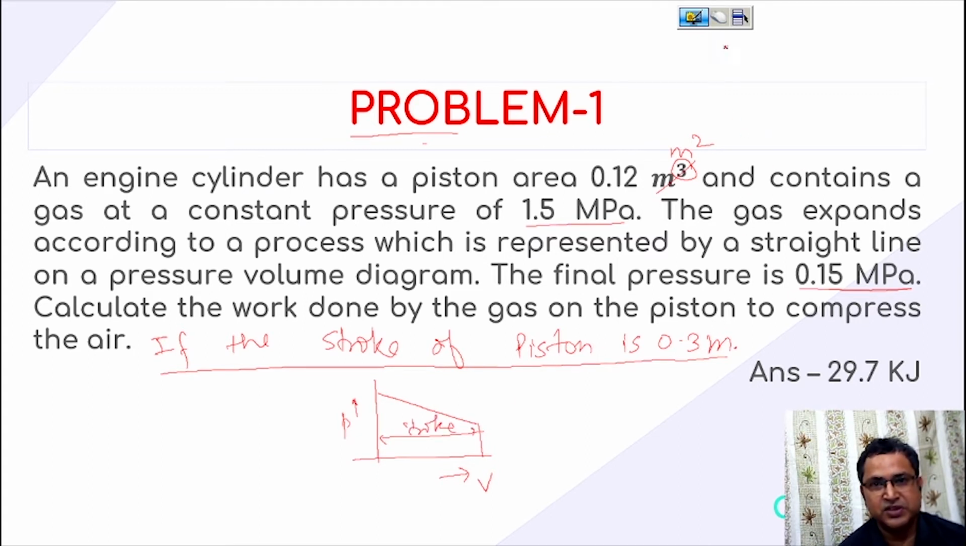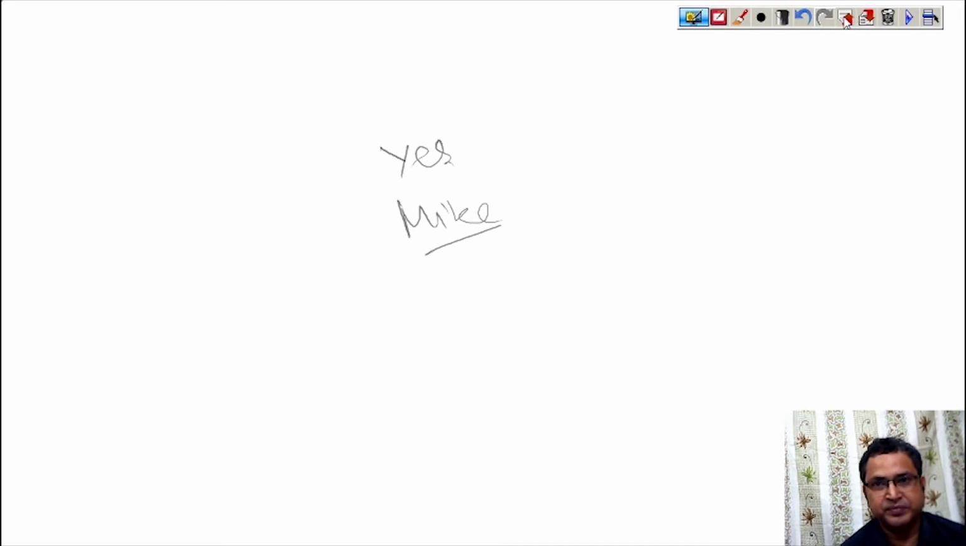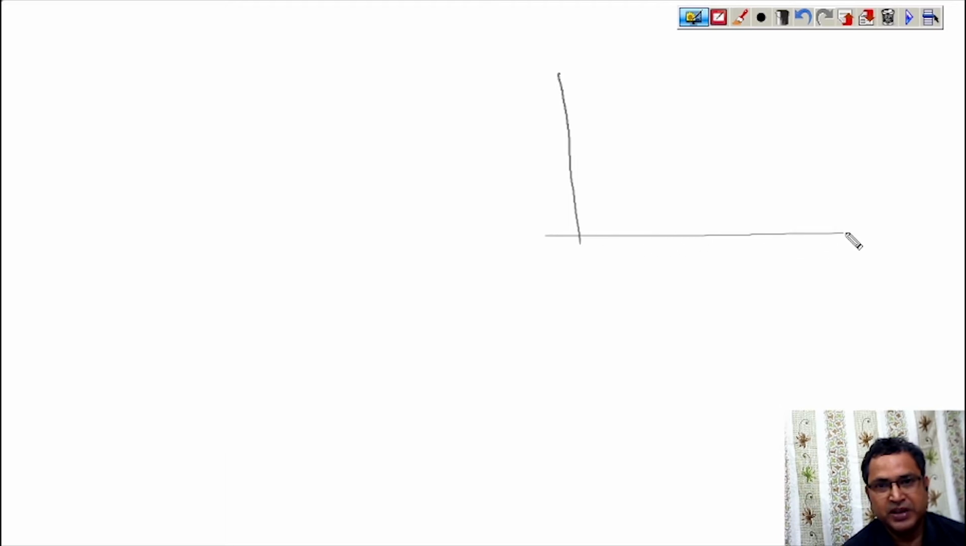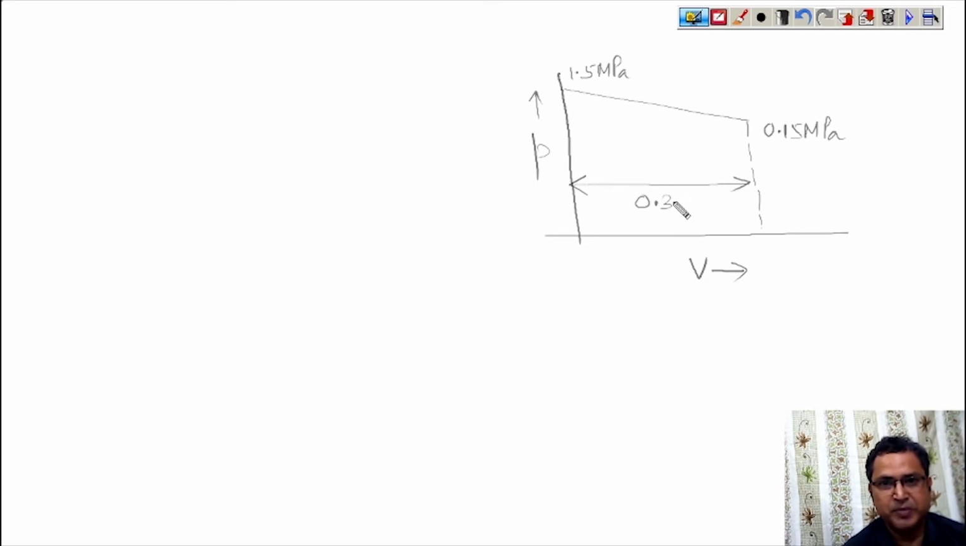So how to solve this question? This is the pressure-volume diagram. This is our pressure, this is volume. Let us assume this is the variation of pressure. Here it was 1.5 megapascal, that is the initial pressure, and the final pressure is 0.15 megapascal. The area of the piston is given and the total stroke length is 0.3 meter.